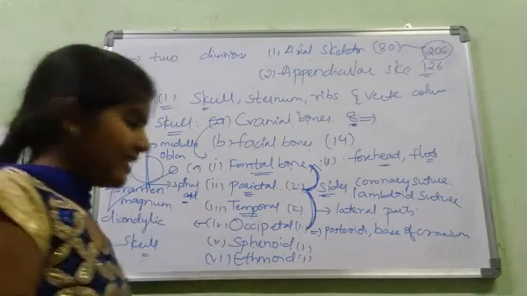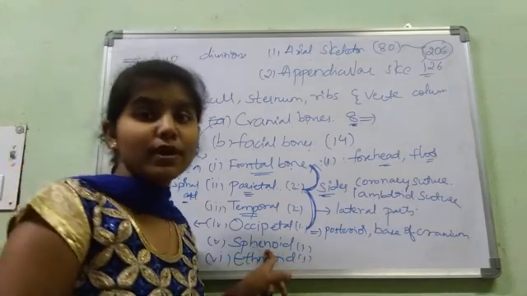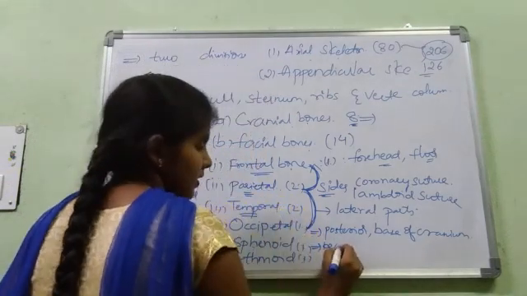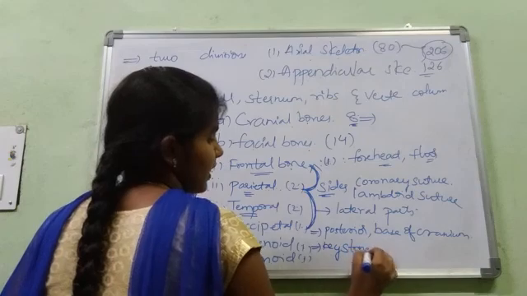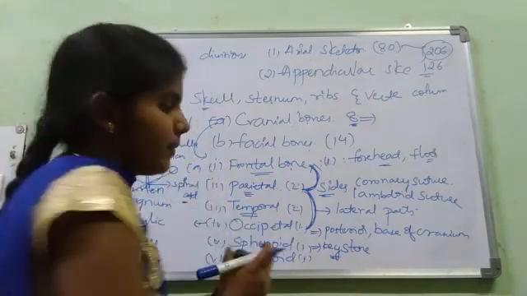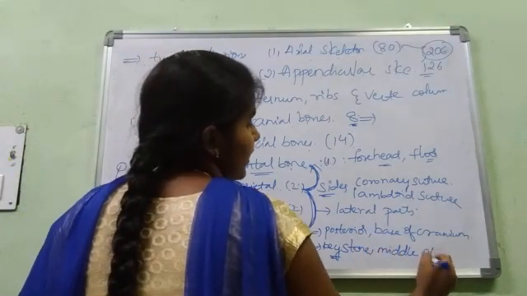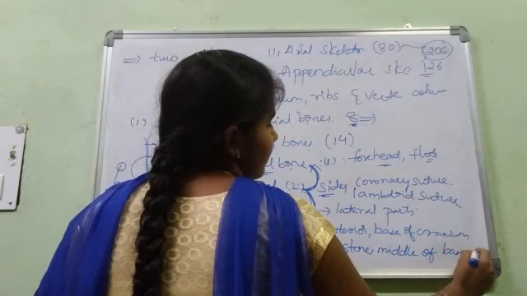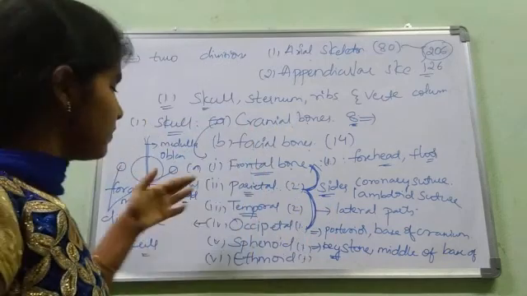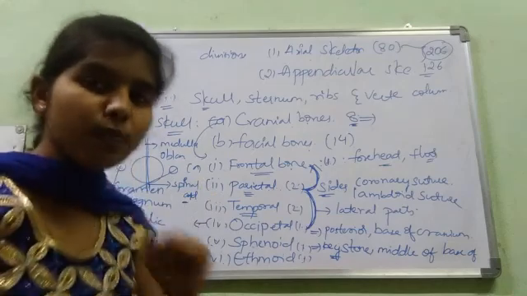The sphenoid bone is called the keystone bone of the cranium. This is an important point, students. It is called the keystone because it is present in the middle of the base of the cranium and articulates with all other bones: frontal, parietal, temporal, and occipital.